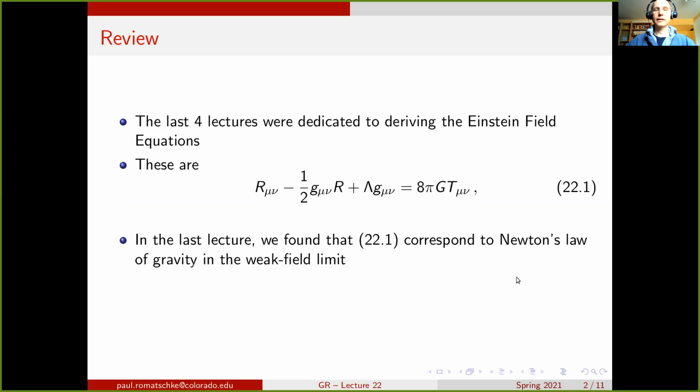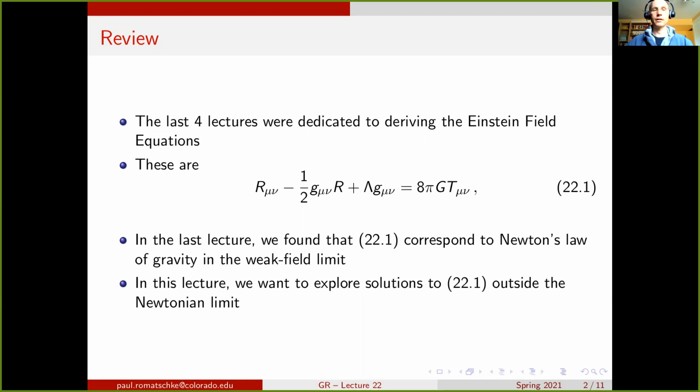We found in the last lecture that the Einstein equations as given in equation 22.1 correspond to Newton's law of gravity if we approximate these equations in a limit where the field is weak, so g_μν is very close to Minkowski space, and where all speeds are non-relativistic. In this lecture now, we want to explore the consequences of the Einstein field equations outside of the Newtonian limit, meaning looking for deviations from Newton's law of gravity.